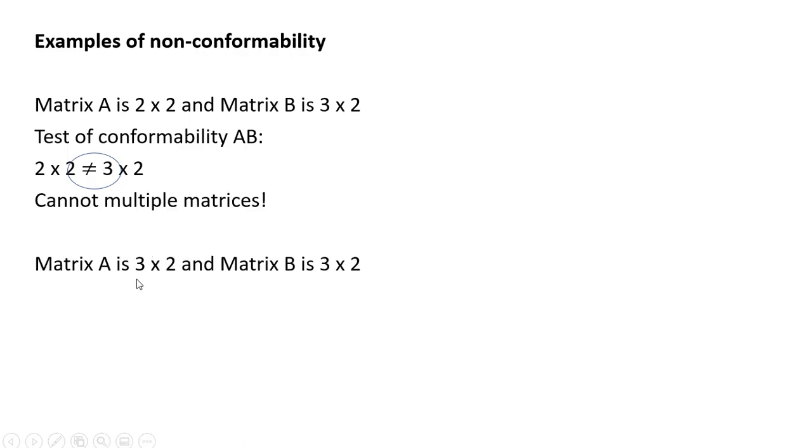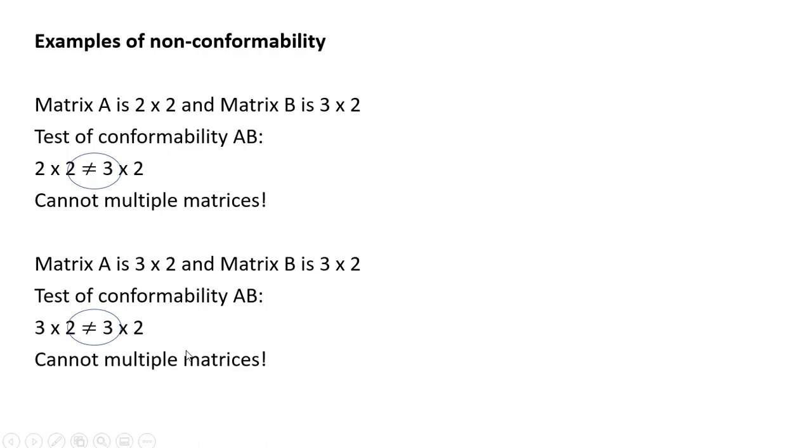Matrix A is this time 3 by 2, 3 rows, 2 columns. Matrix B is also 3 rows, 2 columns. Testing the conformability, putting the dimensions of each matrix next to each other, the two inner numbers do not match. We cannot multiply the matrices.